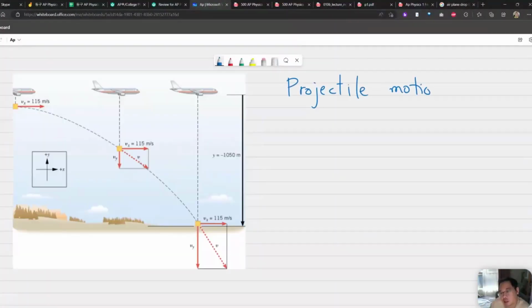It means that a motion happens in two dimensions, horizontal and vertical, like dropping a thing or throwing a thing horizontally, and it falls as a curve like this. We normally see it like throwing a, what's it called?